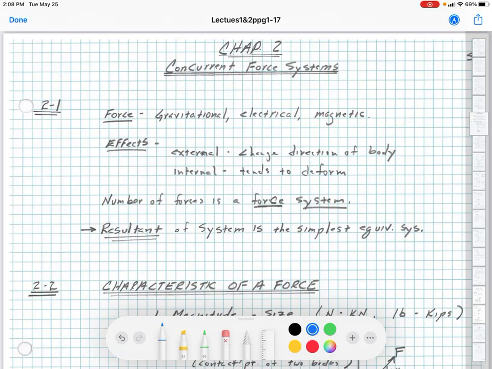Okay, we've got another lecture going today, and today we're going to talk about concurrent force systems. But most importantly, these concurrent force systems are two-dimensional. This is the type of concept that you'll be using quite often in your engineering career, and I want you to get a good handle on it. So we'll take our time on this and take as many lectures or as much time as we need.